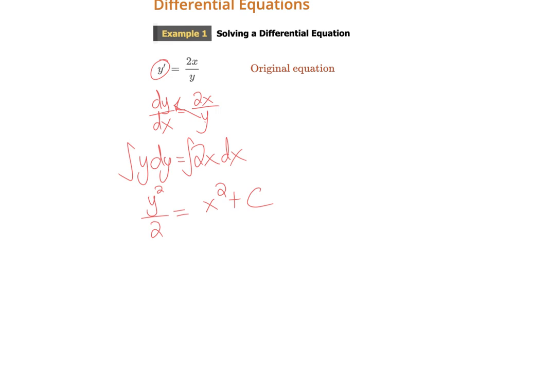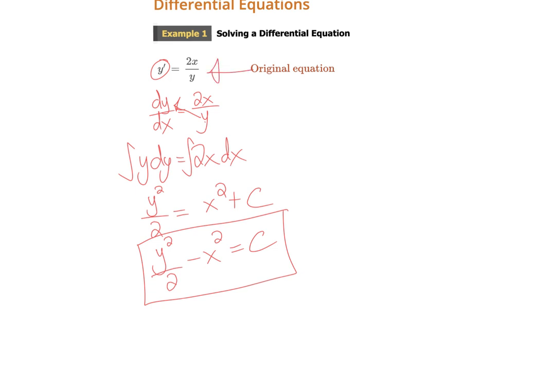So one of the things that the book will often do when we have equations like this with multiple variables is you get the variables on one side and your constants on the other, and this is the general solution. Okay, so that's our general solution to our differential equation.